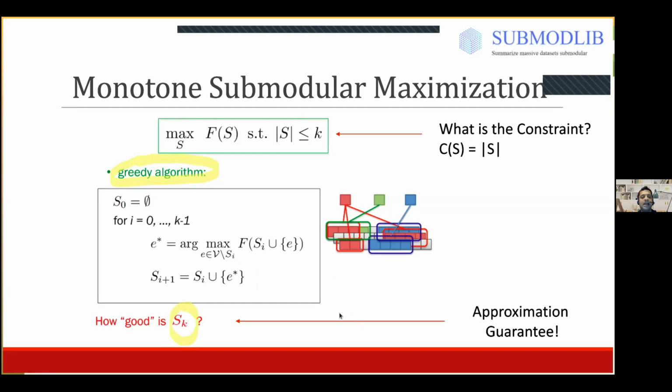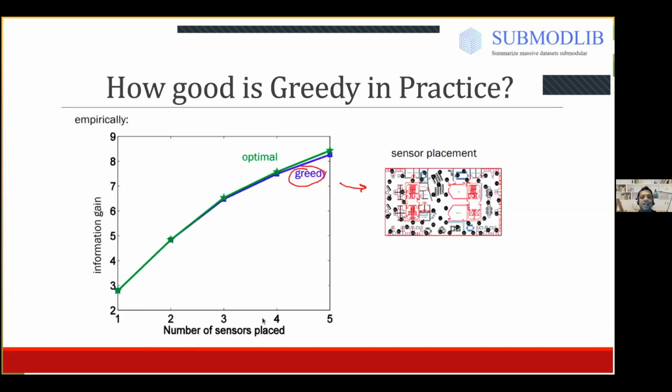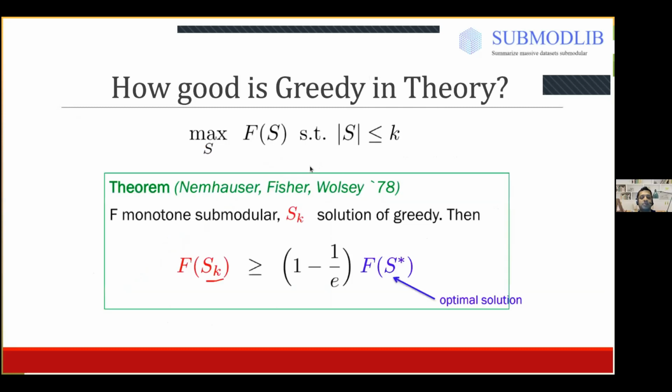It turns out that Sk has an approximation. This entire algorithm has an approximation guarantee. In practice, of course, it's very good. So you can see that for a problem of sensor placement, where you're trying to place sensors to cover a field, the greedy choice is almost as good as optimal.